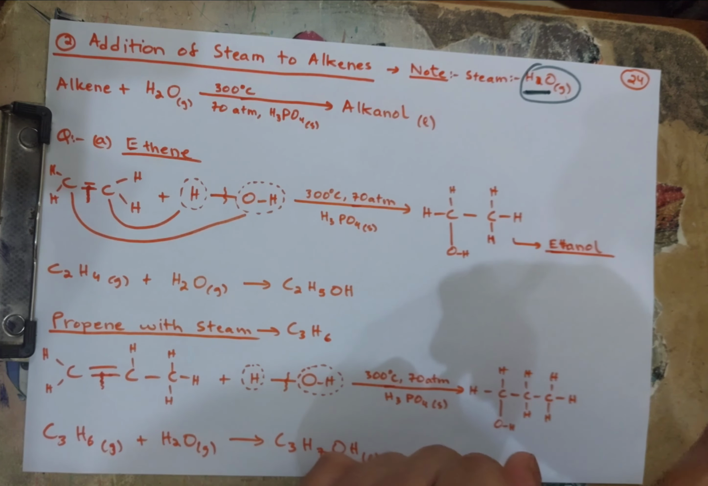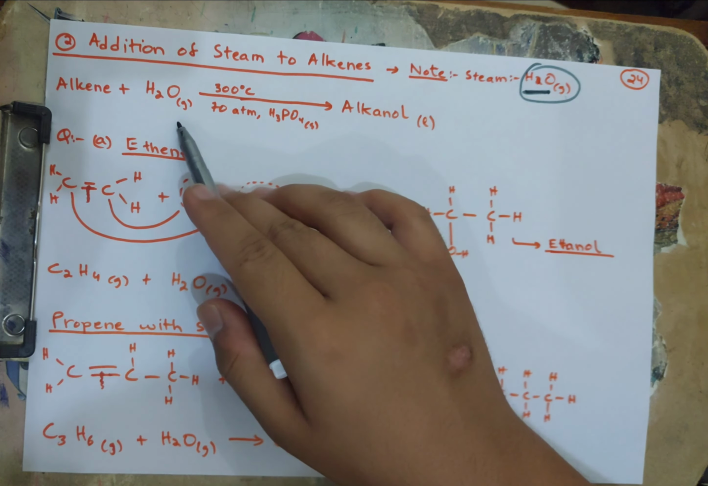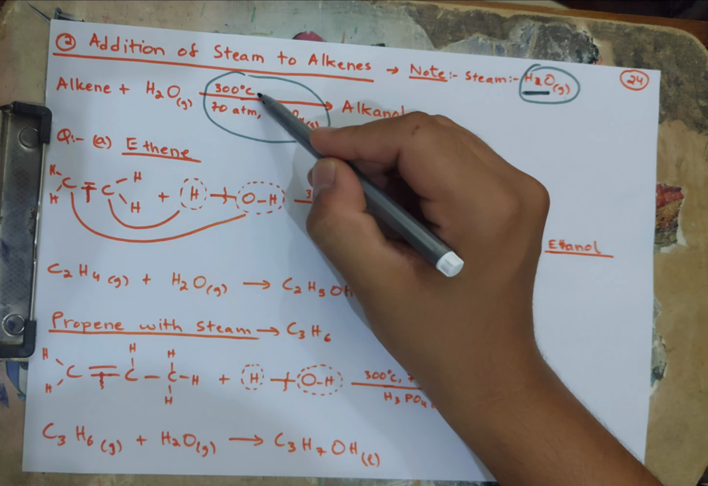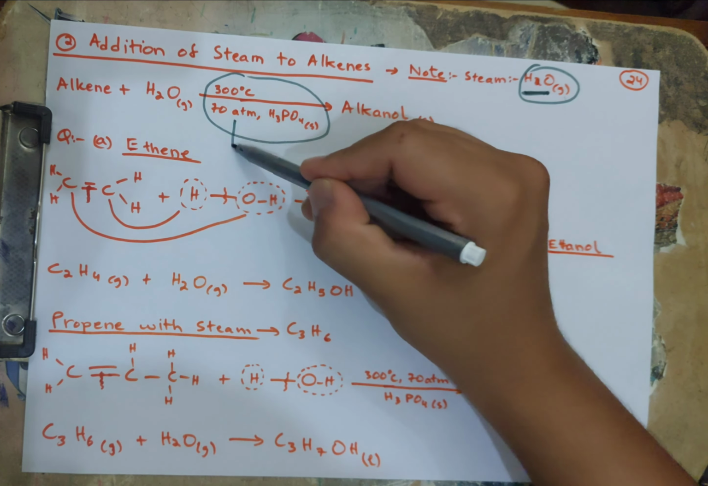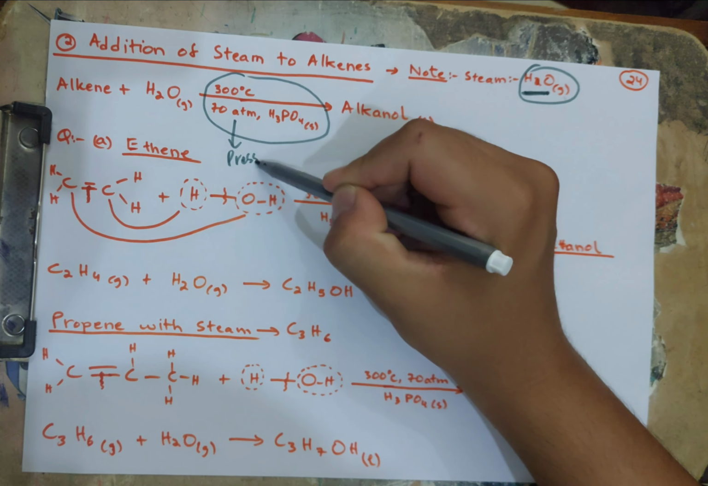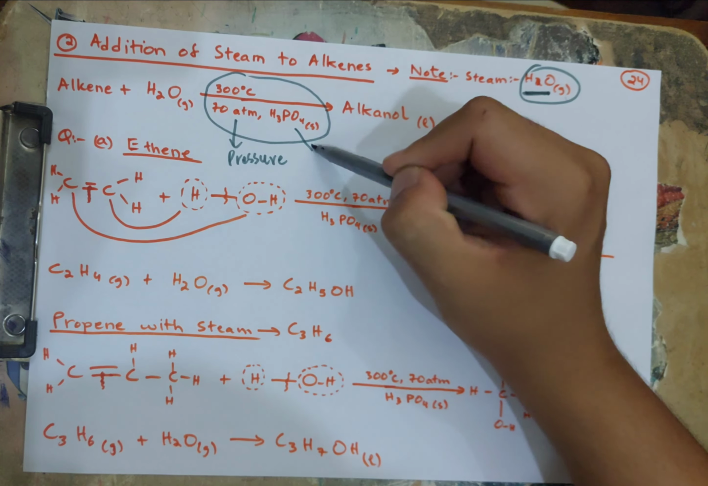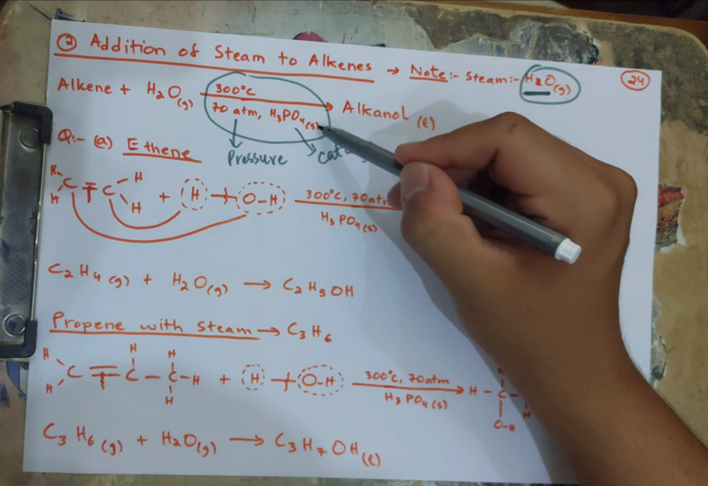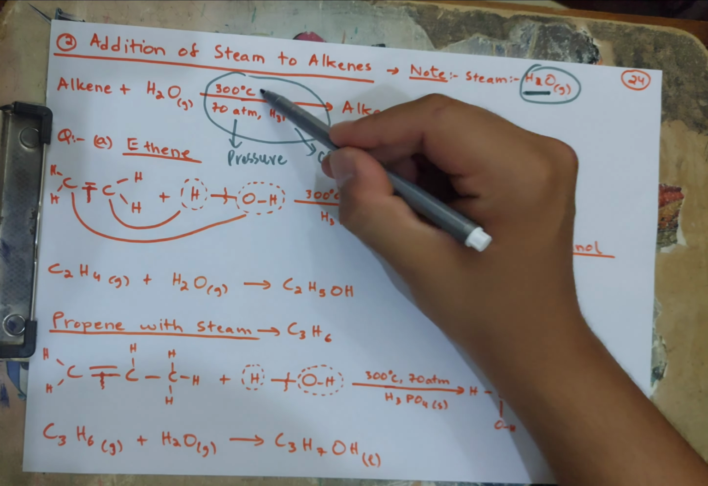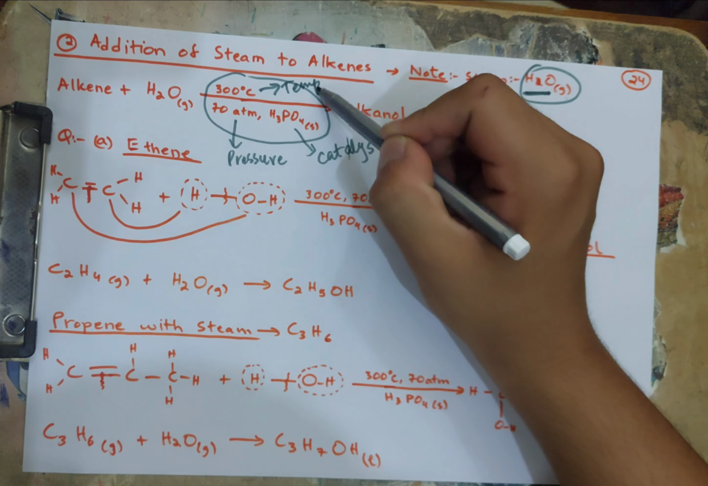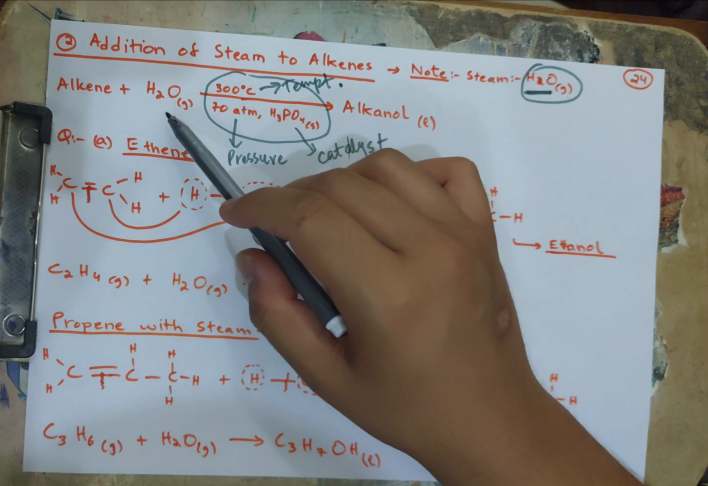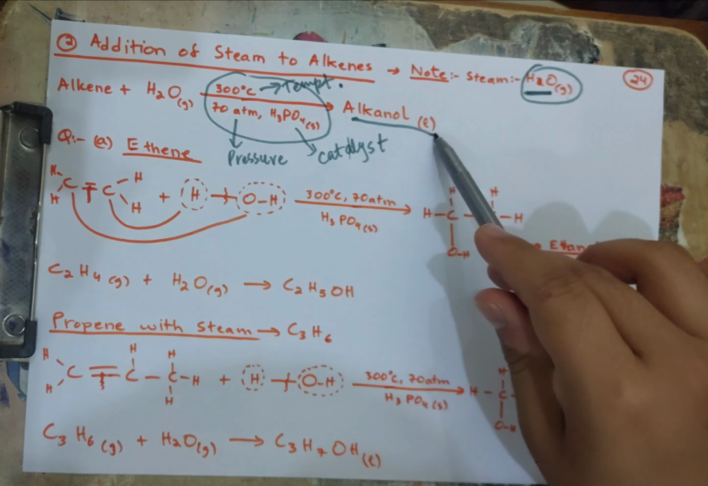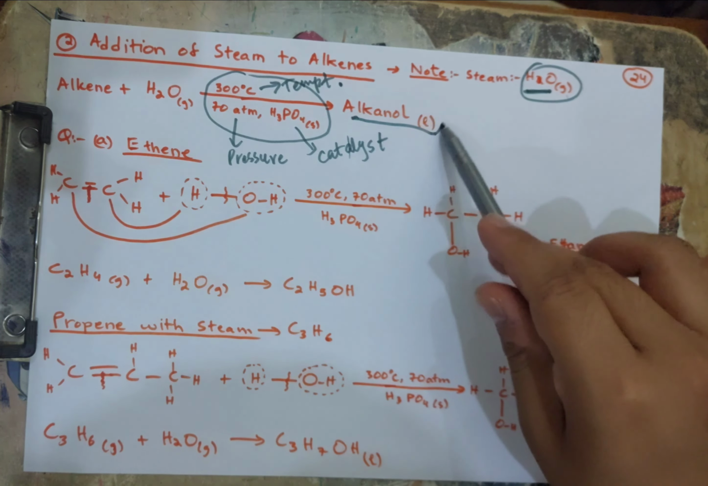So when alkene reacts with H2O gas under these conditions, what are the conditions? This is 300 degrees Celsius temperature, this is 70 atm pressure, and this is a catalyst, H3PO4 solid, in the solid form. Under these conditions, when alkene reacts with steam, it forms alkanol in liquid form.